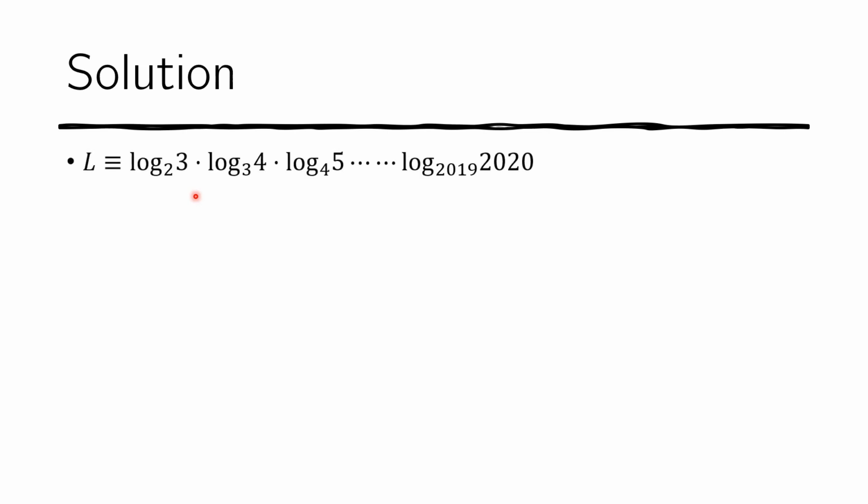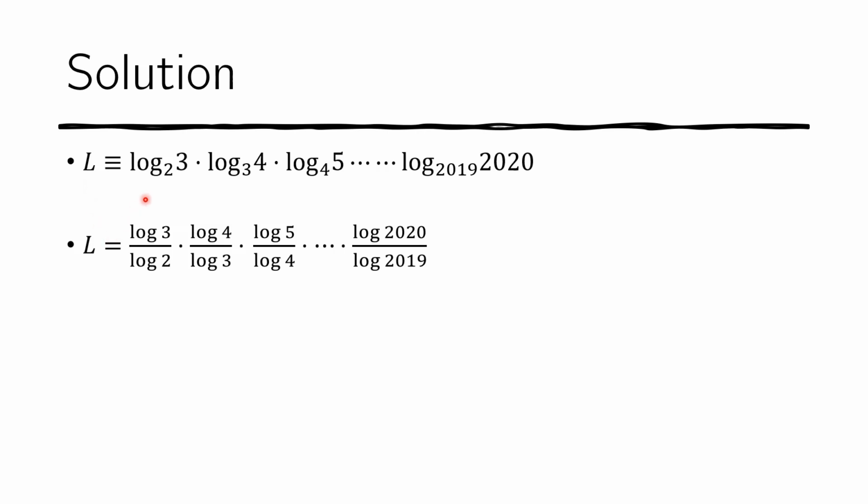Now let's use the identity that we've learned in the previous slide to actually solve the problem. We begin by defining the given as the number L. This is just for convenience. Now, if we use the identity, we can expand the individual terms, and we get the following. Log of 3 base 2 now becomes this fraction, log of 3 divided by log of 2.